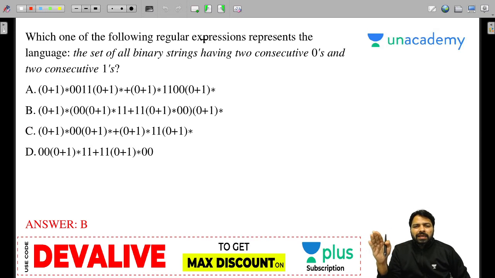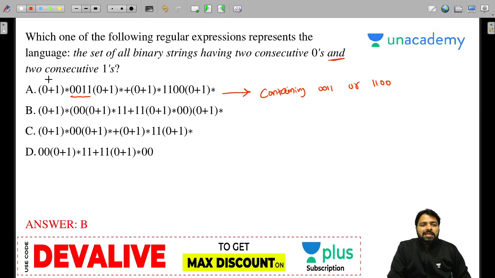Now, which one of the following regular expressions represents the language: the set of all binary strings having 2 consecutive zeros and 2 consecutive ones. It's just the same as containing 00 and containing 11, guys. Which one will you choose? Everybody looks the same, but this is containing 0011. Right? This is a different concept, guys. This is containing 0011 or 1100. But I didn't say that, right? It's a different one.